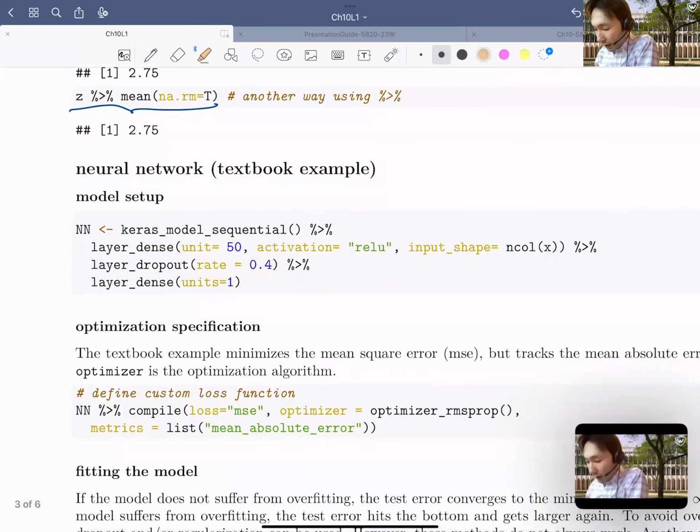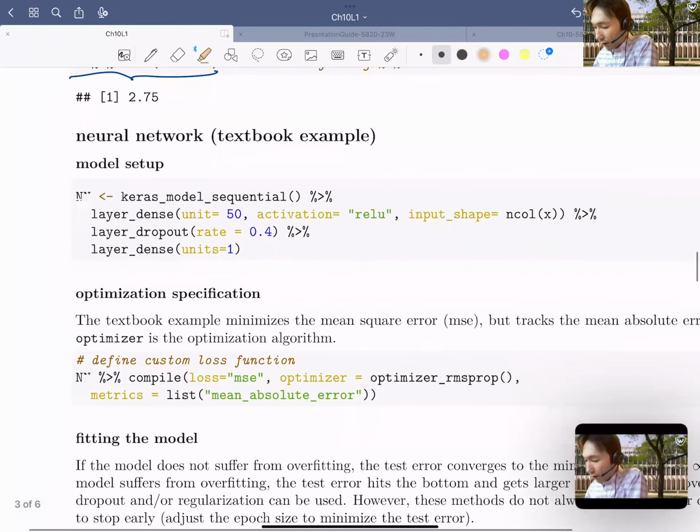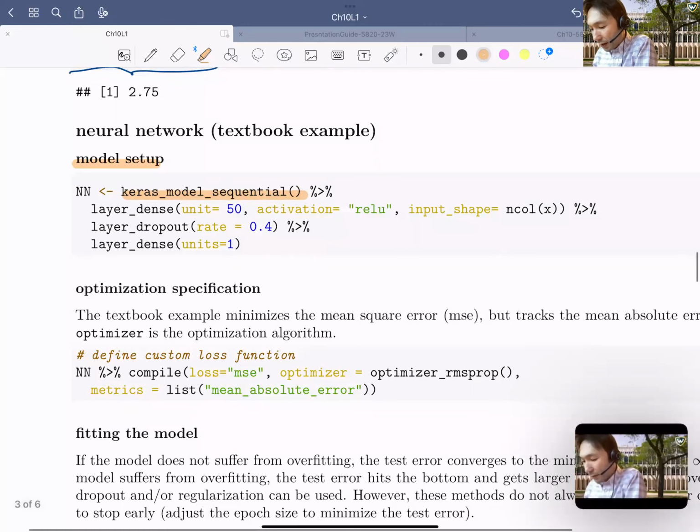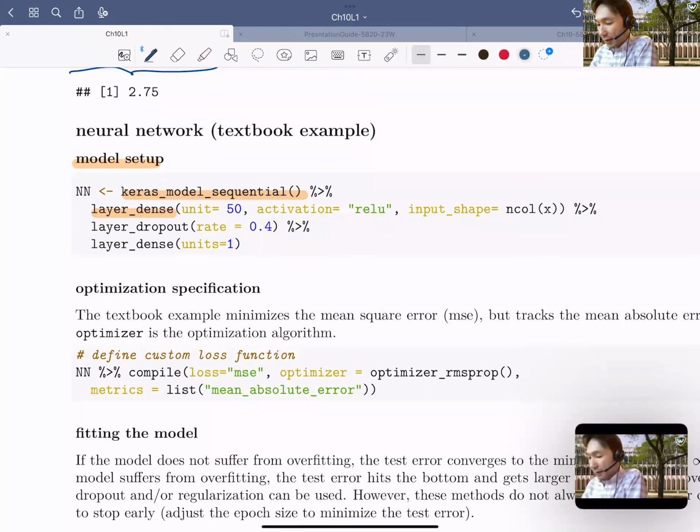And the neural network, now how to fit the neural network. At first, the model setup. So we use this Keras model sequential to model the neural network. So basically, we can make multiple layers by specifying each layer. And layer dense is basically one layer of nodes. And here we have units 50. So we have 50 nodes.